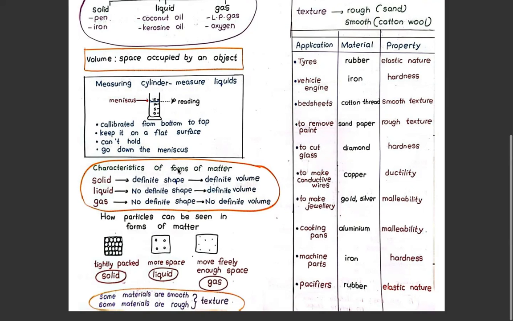And what are the characteristics of forms of matter? Solid, liquid, gas. So these are the forms of matter. And what are the characteristics? Now, solids have a definite shape and a definite volume. මේ දෙකම තියෙනවා solid එකේ. First එකේ දෙකම තියෙනවා. It has a definite shape and a definite volume.